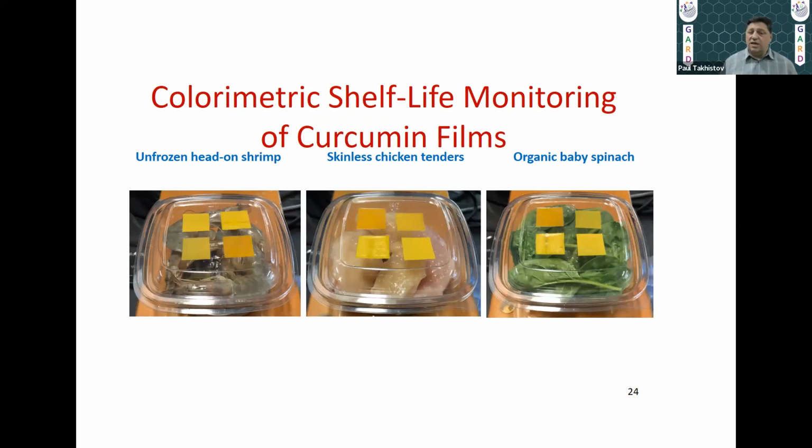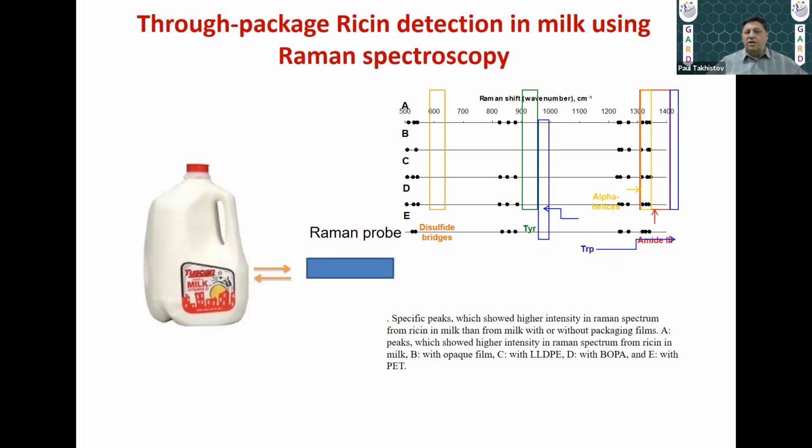Nanoparticle-based sensors can be used as part of an intelligent packaging system with color indication when our food is fresh or not, or was thermally abused. And the last example, a small patch with gold nanoparticles will allow direct detection of contaminants in milk through the package with a Raman probe material.